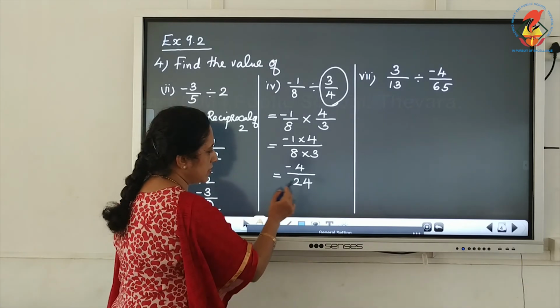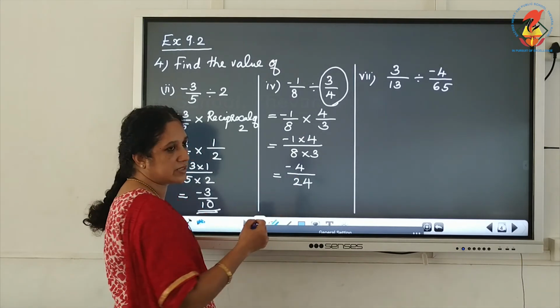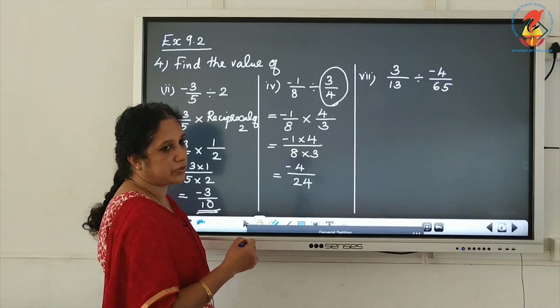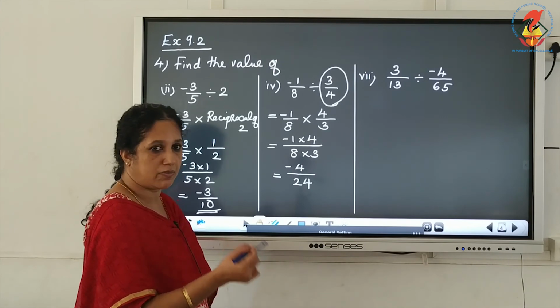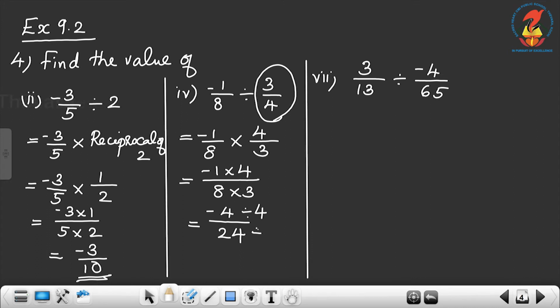The denominator is already positive. Now, you have to look at whether we can find the common factors for 4 and 24. You have to write it in the lowest form. 4 and 24 have the common factor 4. So, we have to divide both the numerator and denominator by 4. So, the answer will be negative 1 by 6.